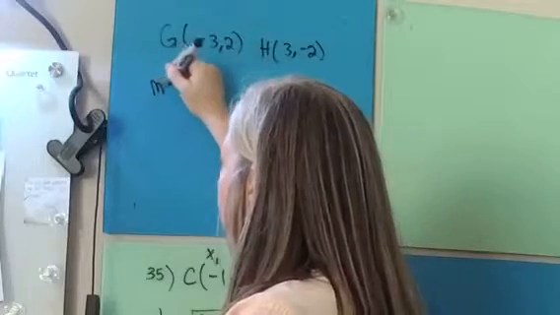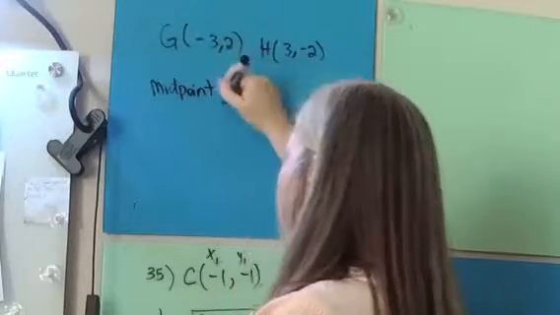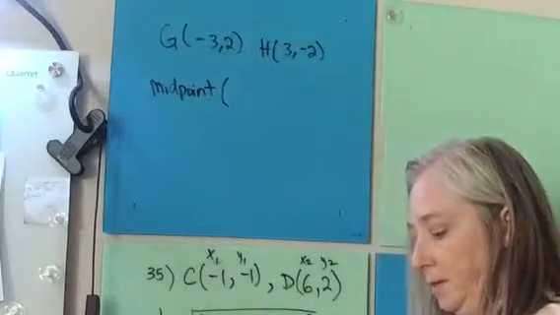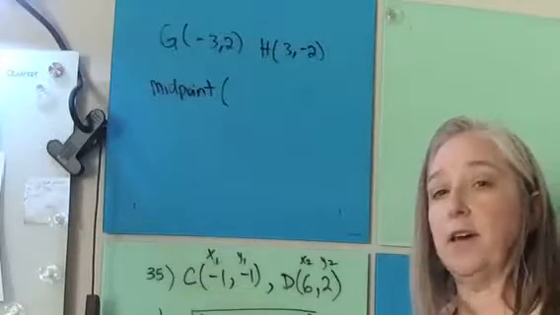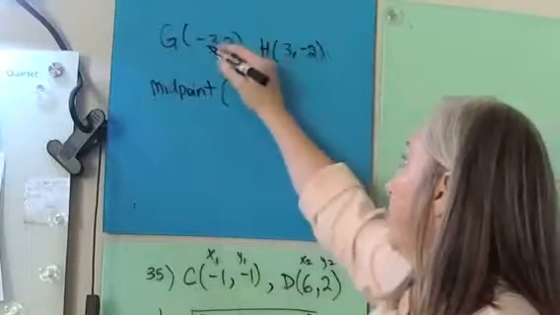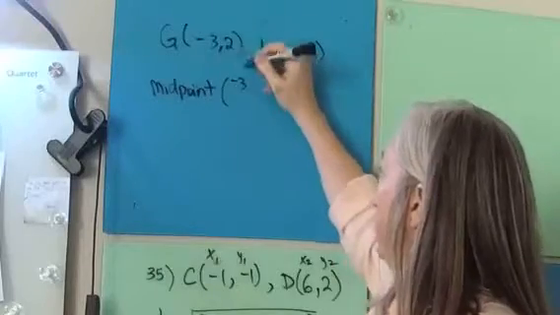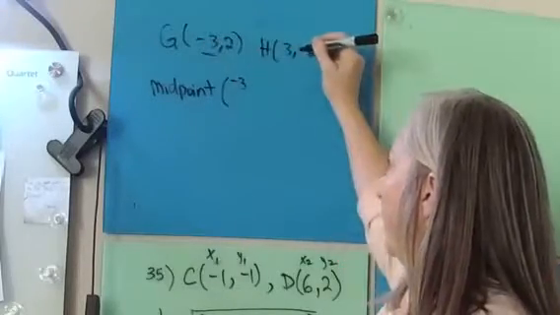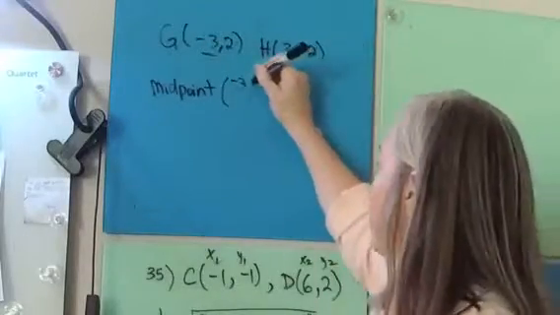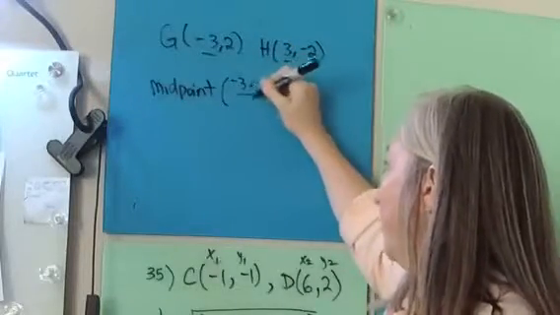And so I'm going to find the midpoint. Remember that the way we find the midpoint is basically we're averaging the x values and we're averaging the y values to get a new x and y value. So I'm going to do negative 3, the x value from G, plus 3, the x value from H, and then I'm going to divide that by 2.